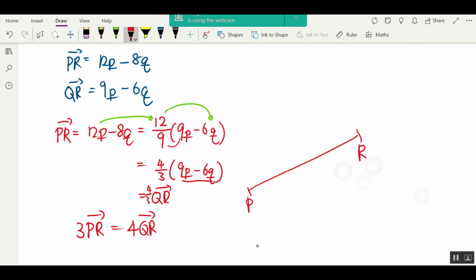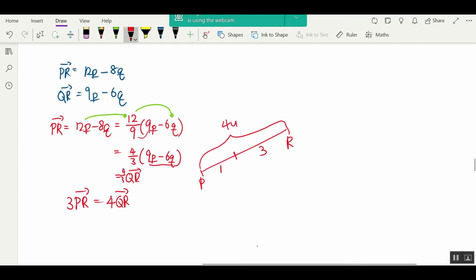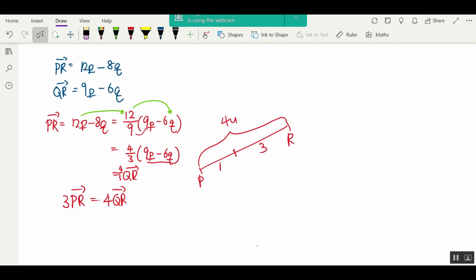What does this mean? This means this whole thing is equal to 4 units, and QR will take actually 3 units. Then here would be 1 unit. Once you know how to split this into this, everything would be easy to do from this part onwards.